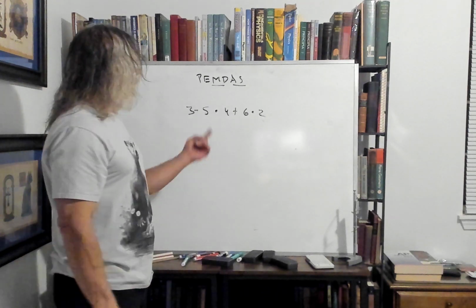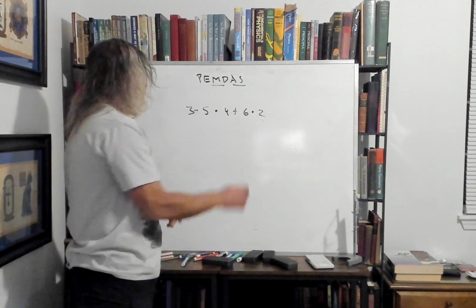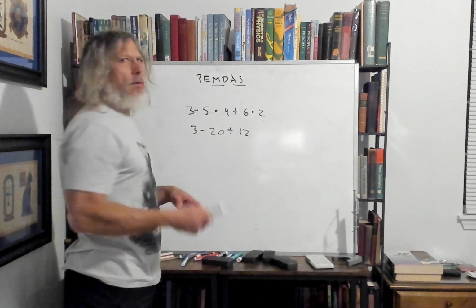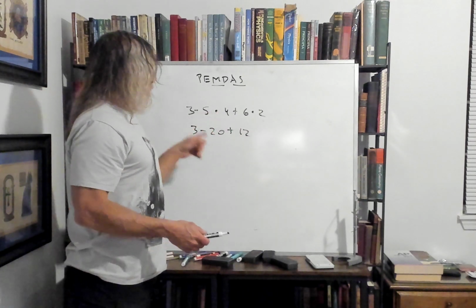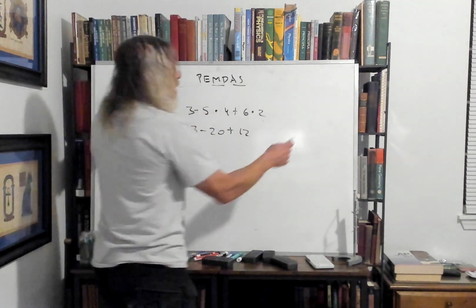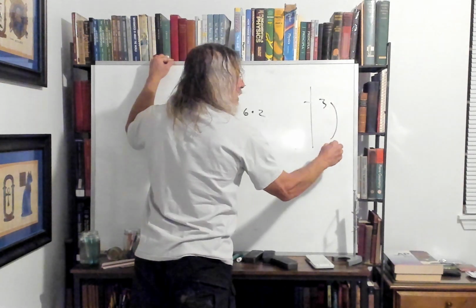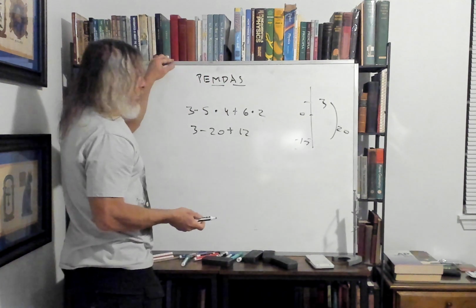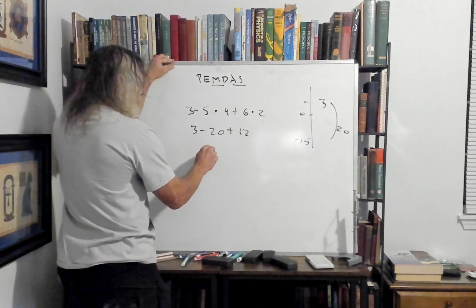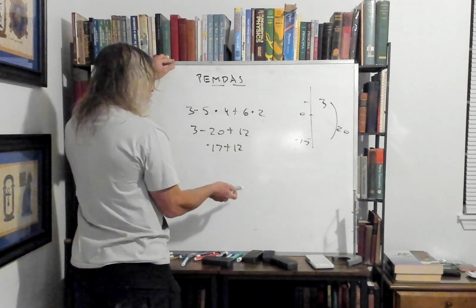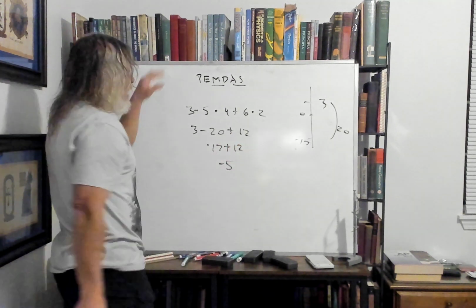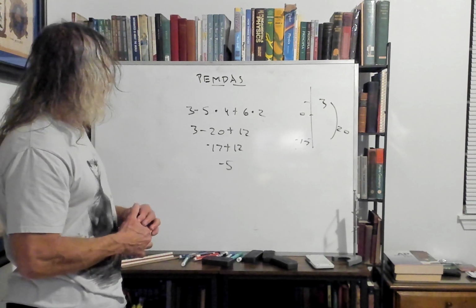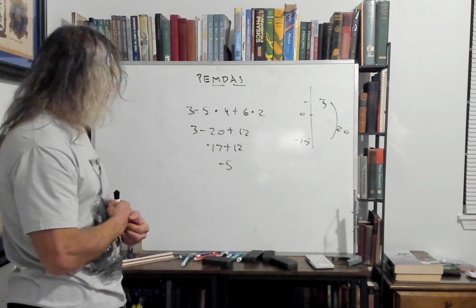Or if we did this, we're going to multiply before we add or subtract. So 3 minus 20 plus 12. 6 times 2, 12. 5 times 4, 20. 3, take away 20. If it's 3, you drop down 20. You take 20 away. You got to go past 0 into the negatives. Negative 17. So negative 17 plus 12, negative 5. Okay, so that would be a negative 5. A pessimistic, negative, unhappy 5.